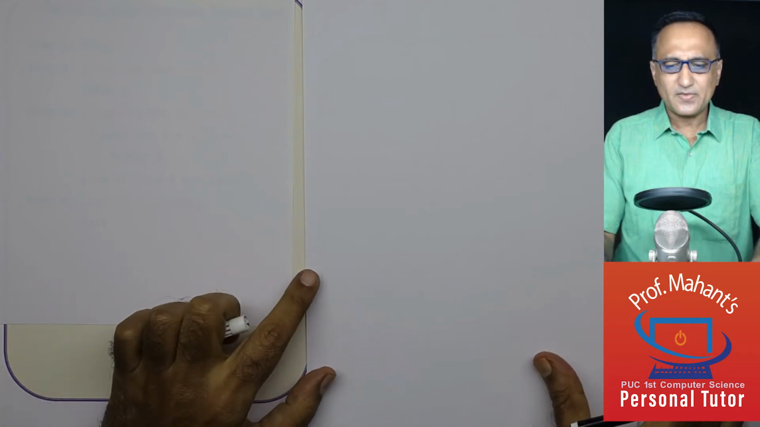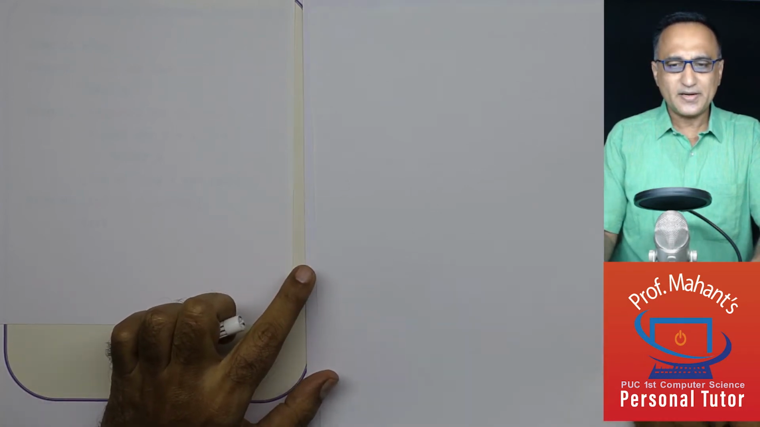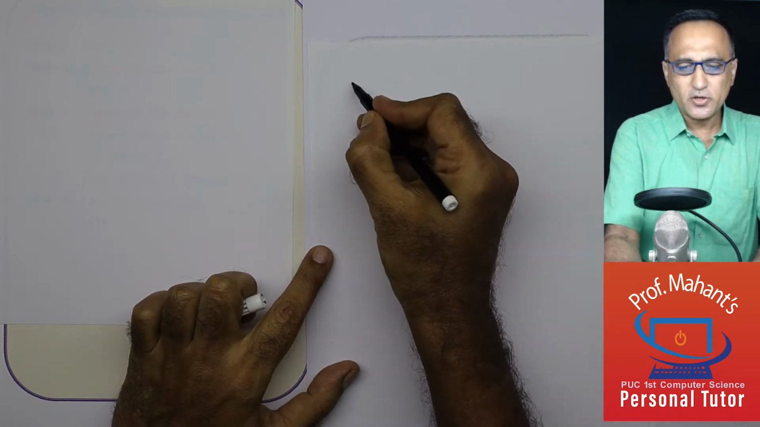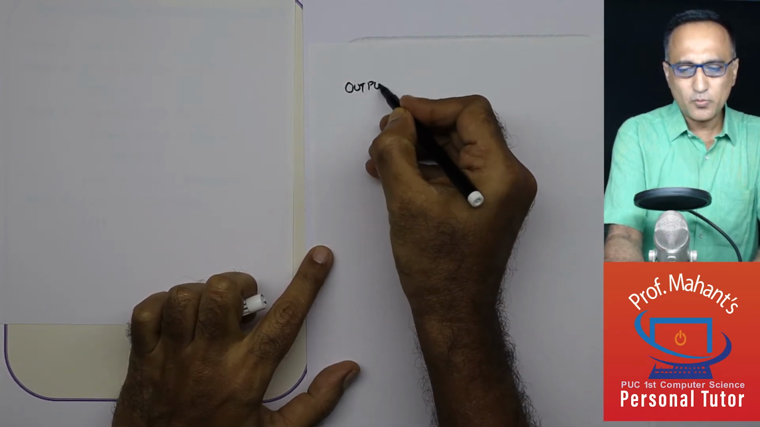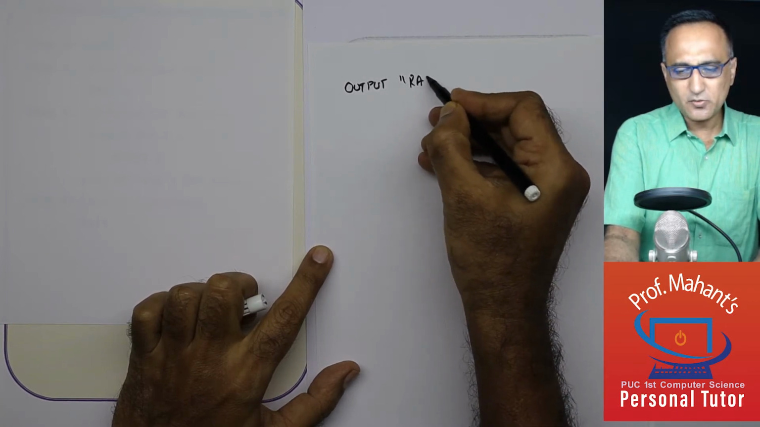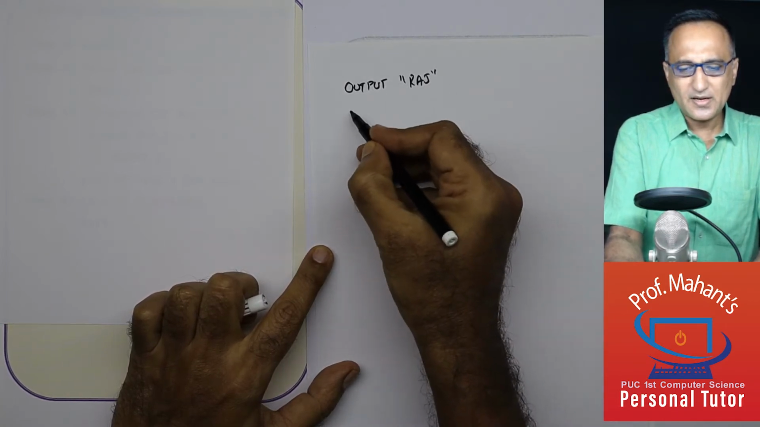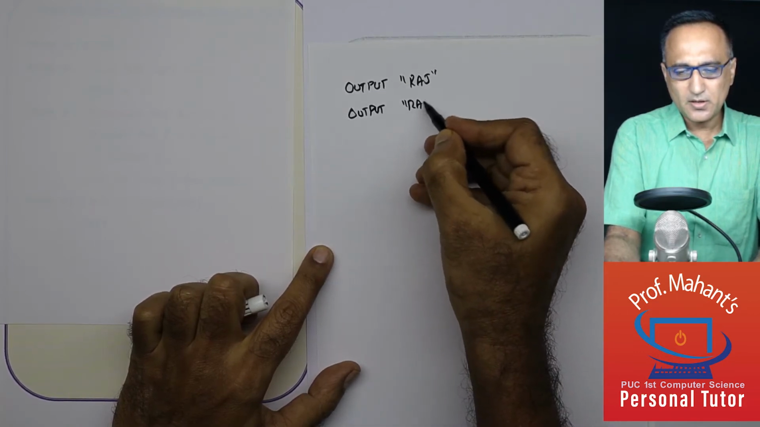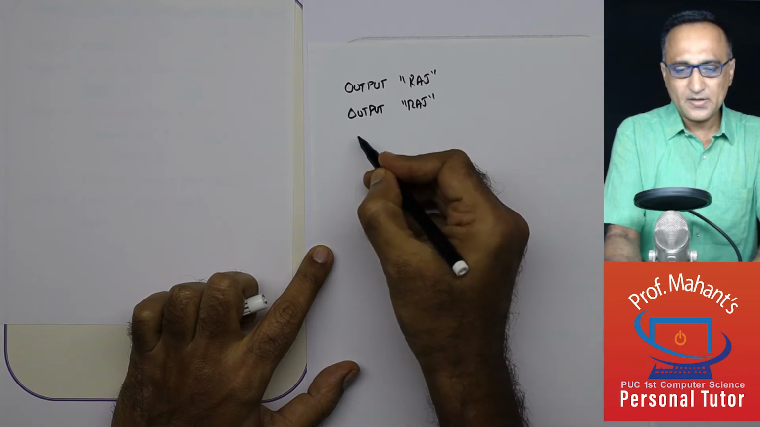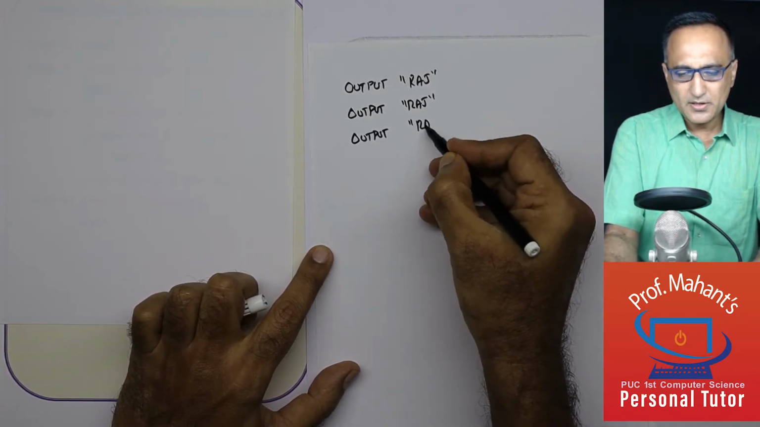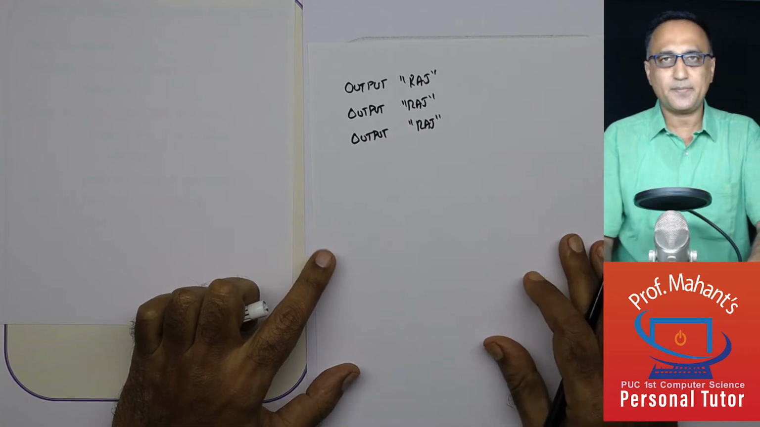Let us say I tell you that you're required to write your name three times. So you will say output, and whatever is your name, let's say your name is Raj, you will say Raj. Then I again say three times. So you will say output Raj. This is the second time. Then you will again write output Raj. This is for the third time.